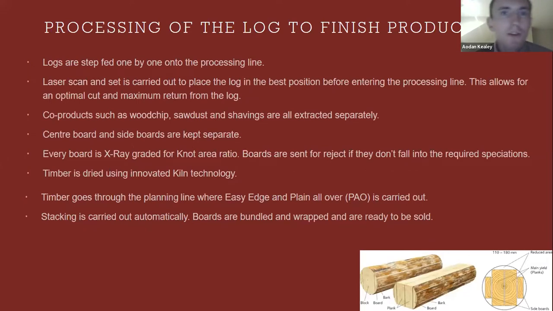We then move on to the processing of the log into the product. Each log is step fed one by one onto the processing line. Laser scan and set is carried out to place logs in the best position entering the processing line. This allows optimal cut and maximum return for the log. Co-products such as wood chip, sawdust, and shavings are all extracted separately. Centerpiece and sideboards are kept separate.